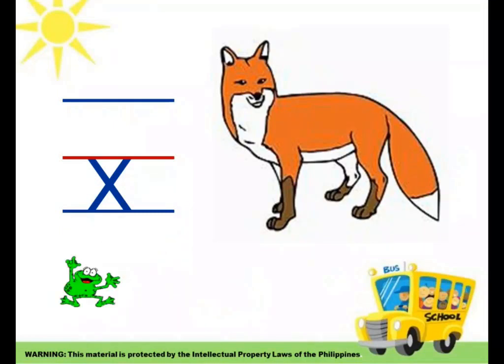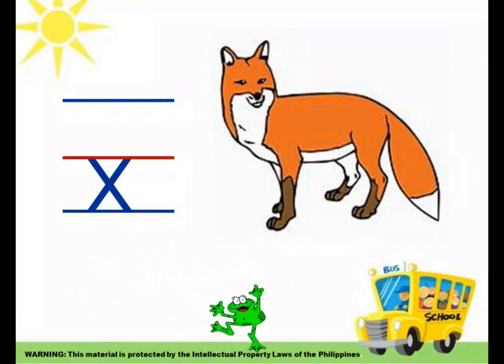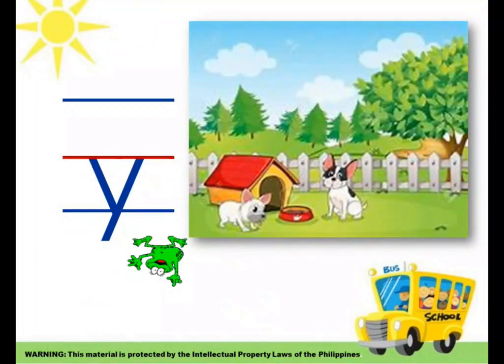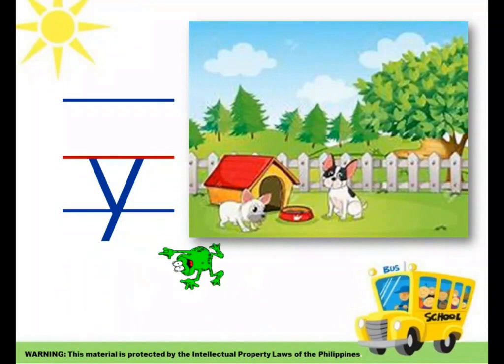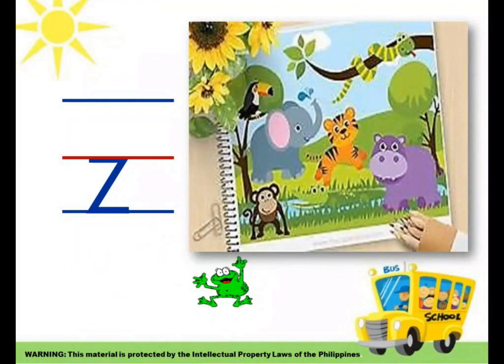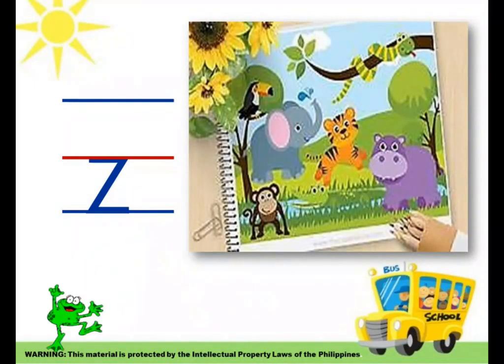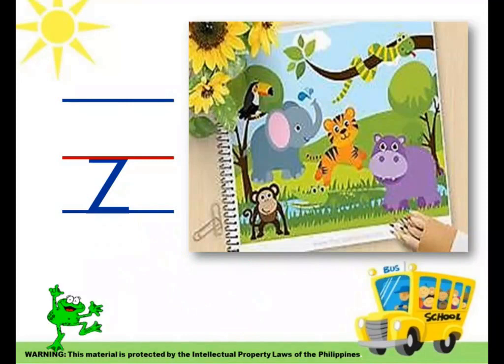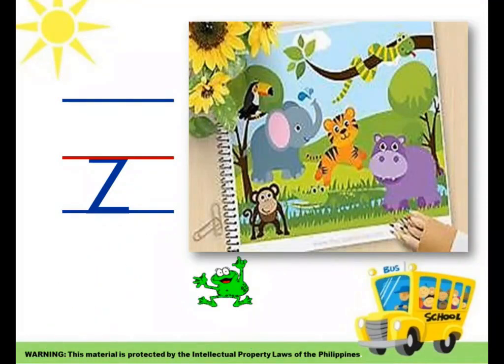X as in fox. Say it. Yard. Say it. Yard. Zoo. Say it. Zoo. Those are the letter sounds of the alphabet. Don't forget them.